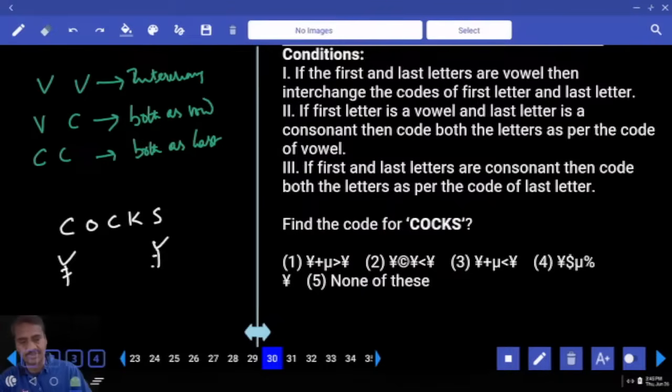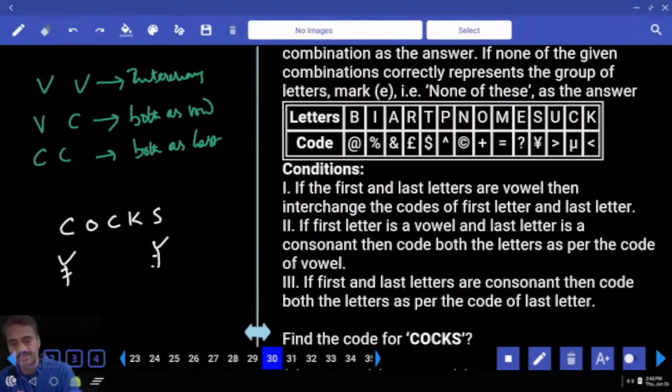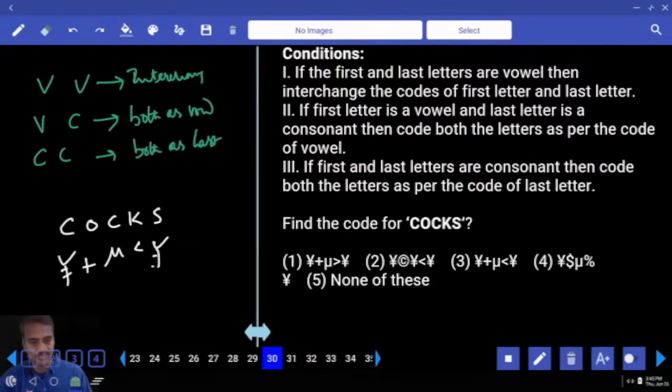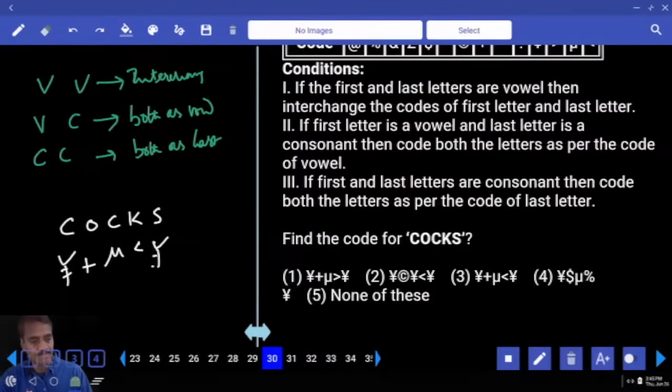Then the next one, O-C-K. Then O is what? O is plus. And C is what? C is mu. And K stands for lesser than. Then what is the choice we have? Yawn, plus, mu, lesser than, and yawn. That is choice 3, question number 30.